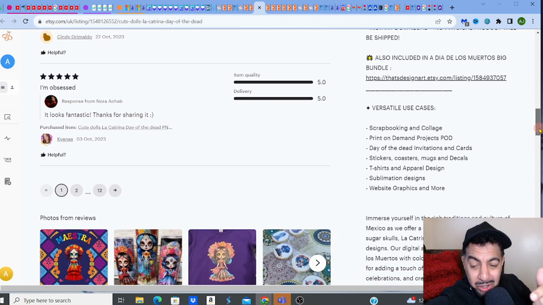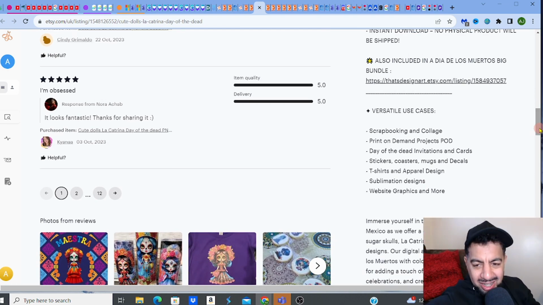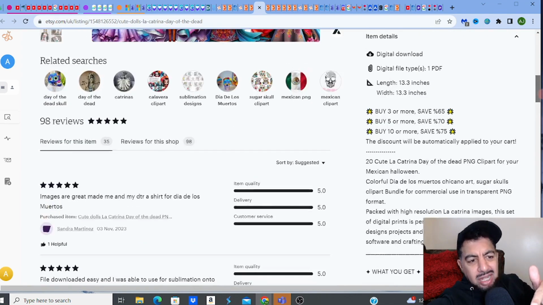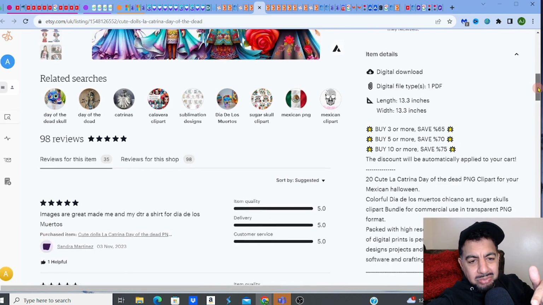Versatile use. It paints you the picture of how you can use the product as well. For t-shirts, stickers. Look at that. Website graphics. That's a good idea. Scrapbooking, collage, print on demand. See, invitation cards. When you paint the picture to the buyer, that's where they're going to be more likely to buy. That's what I'm trying to say. So it really helps when you paint that picture.